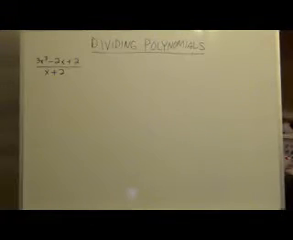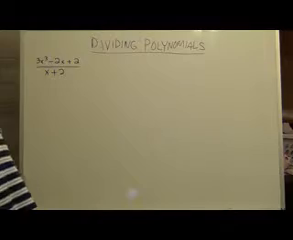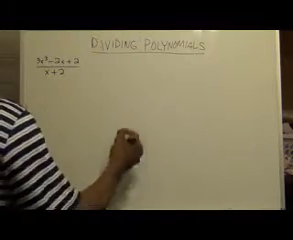Today we're going to do dividing polynomials. The problem we have here is 3x cubed minus 2x plus 2 divided by x plus 2. First thing we need to do, we need to write this problem out kind of like a long division problem.